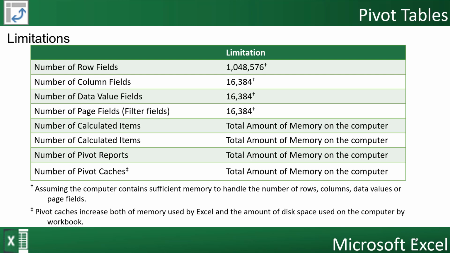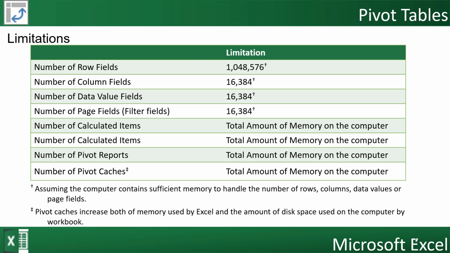Third, the number of fields placed in the value area is limited to 16,384 as well. Fourth, the number of fields placed in the filter area is also 16,384. The amount of memory on the computer limits the number of calculated fields, the number of calculated items, the number of pivot tables, and the number of pivot caches.